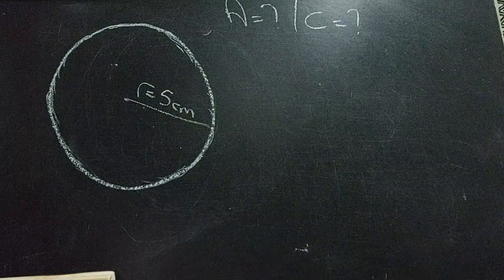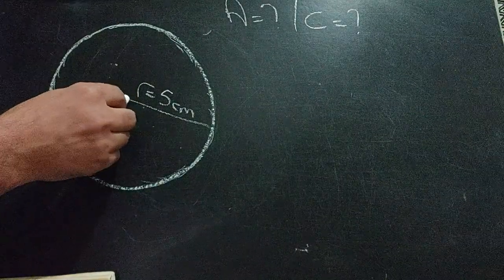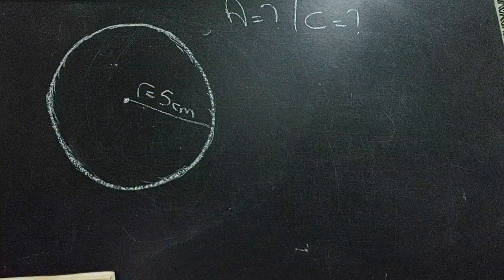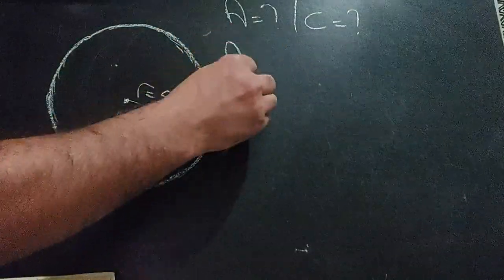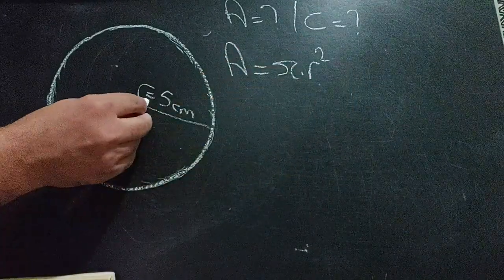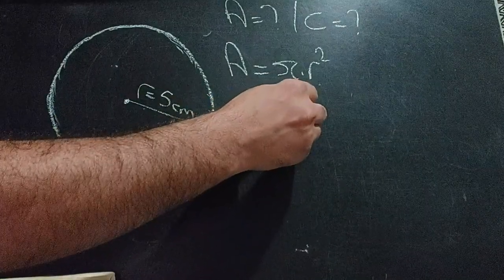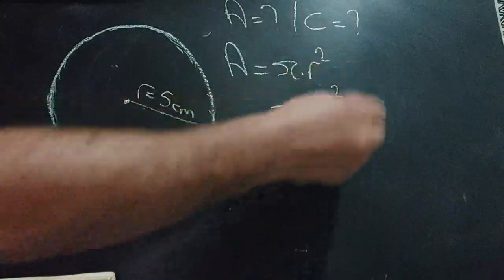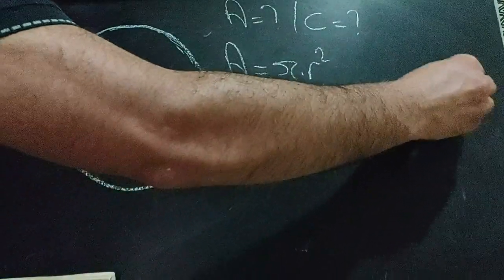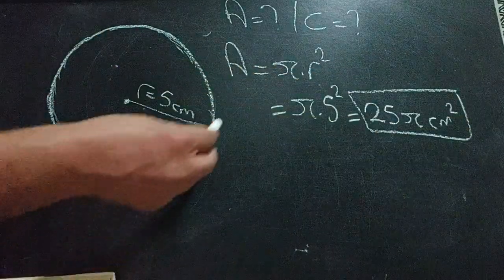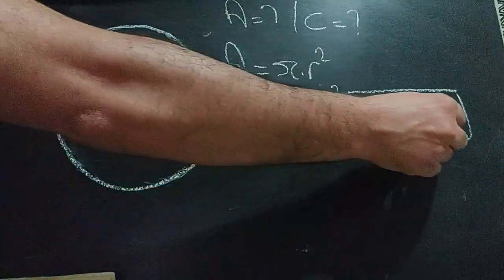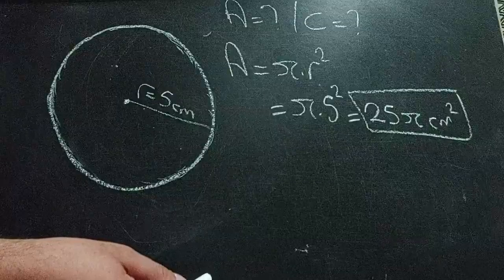Alright, now my first question is that radius of the circumference is 5 centimeter. What is the area and what is the circumference? So what was the formula? Area equals to pi times r square. R is 5 centimeter. That will be pi times 5 square, which is going to be 25 pi centimeter square. Because when I was taking 5 square, I was taking 5 centimeters square. That's why I put the 25 pi centimeters square.